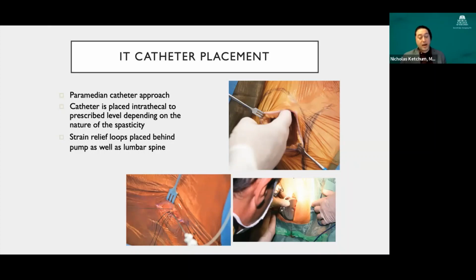Because our patients are active and we want to keep them active, our surgeon puts strain relief loops behind the pump, especially in pediatric patients in case of growth, and also in the lumbar spine. It can accommodate for growth and for movement, and even some movement of the pump in some cases.